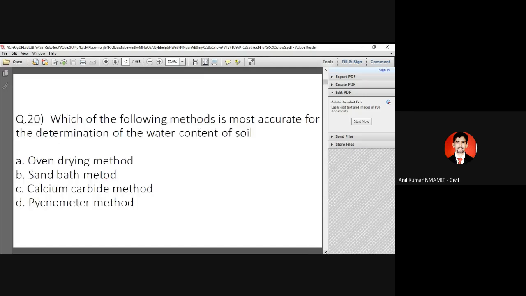Which of the following methods is most accurate in the determination of water content of soil? Already discussed. Anyone? D. Fine. Next. D. Next. Three D's are there.